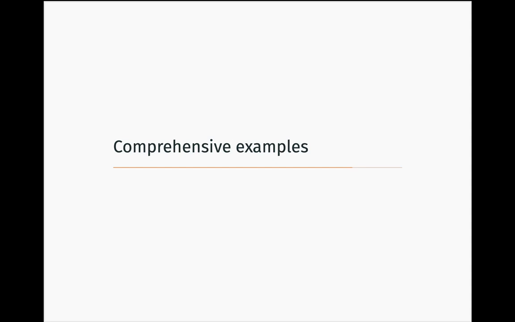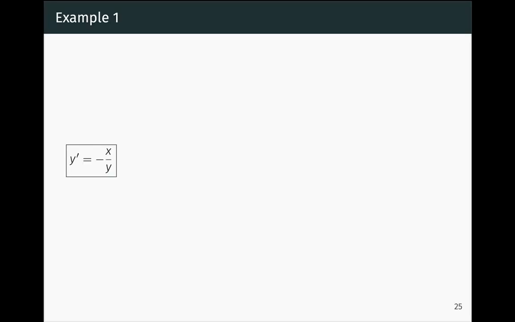All right, comprehensive examples. We're about to get algebraic. So we've been pretty conceptual so far. We're about to get algebraic. So first example, with no physical context, y dash equals negative x over y.